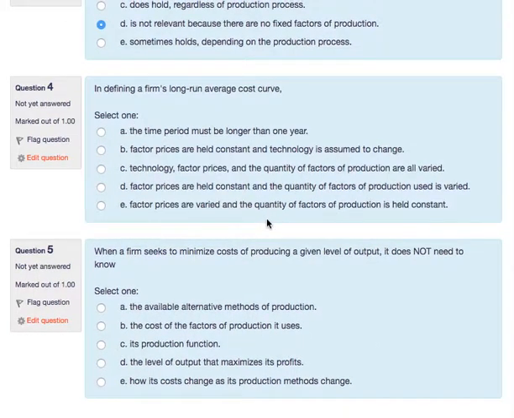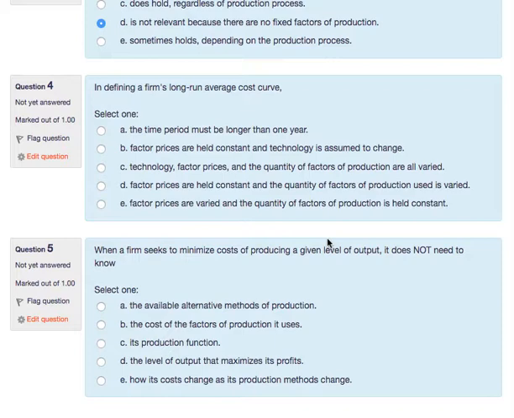In defining a firm's long-run average cost curve, the time period must be longer than 1 year. Long run and short run are not defined by a specific time frame. They're defined based on certain attributes. We know that in the short run, certain factors of production, which may be the number of machinery we have, the amount of space we have in our factory, have to be seen as fixed. In the long run, all the factors of production are variable. And they represent altogether, they're drawn within the long run average cost curve.